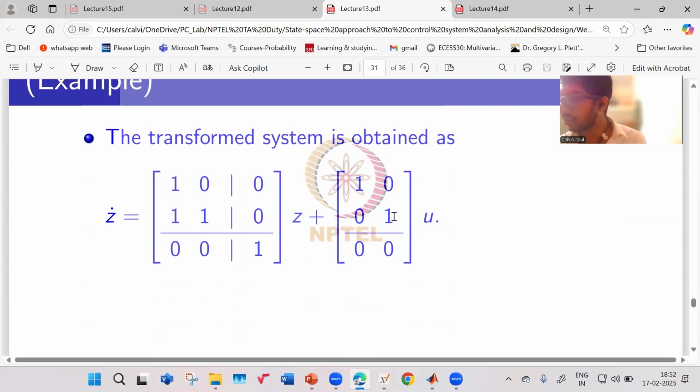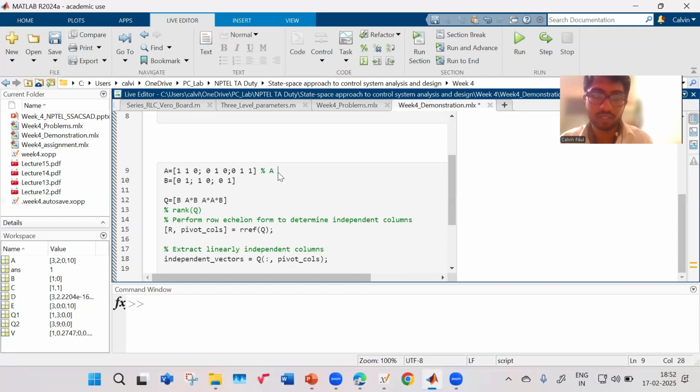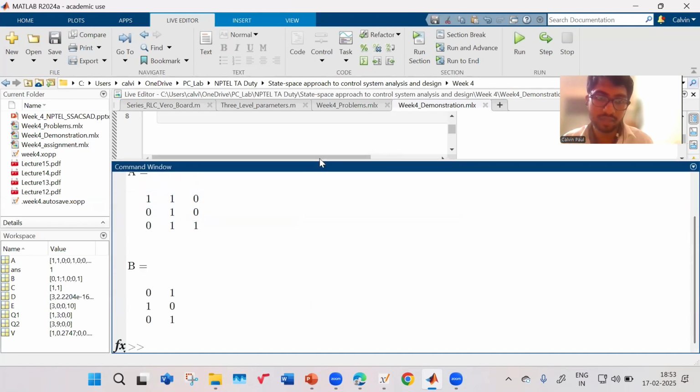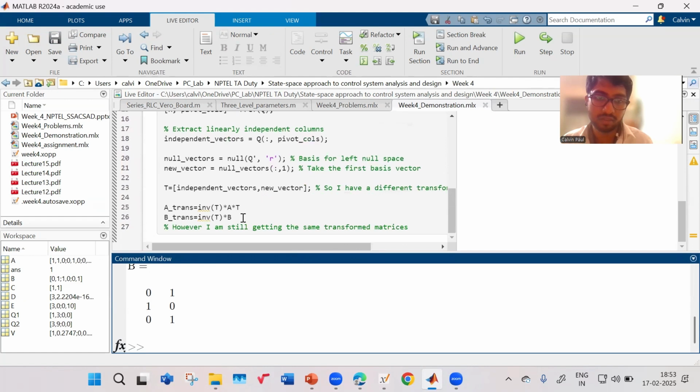So, how do I explain this? Let me show the code which I've written instead. So this is the A matrix, right? This is the A matrix of this system, right? And this is the B matrix of this system, right? So you can run this code. You can write this is the A matrix, this is the B matrix. We are getting these matrices, or better, let me just show one by one.